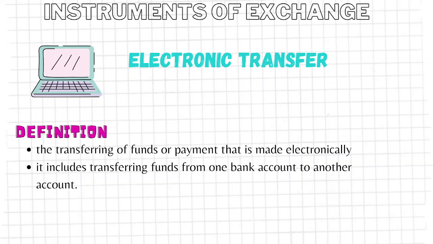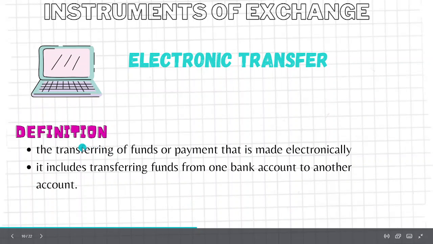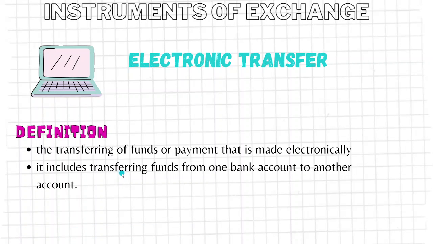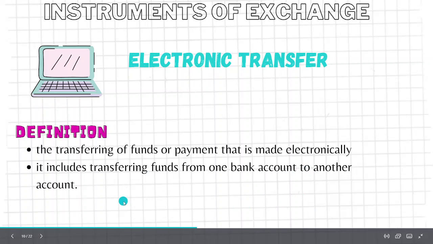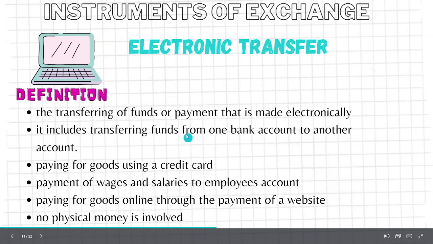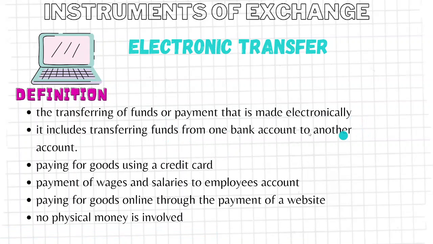So we went on to electronic transfers, and we understood that it is basically transferring money or funds or payment, and this is done electronically. It includes transferring funds from one bank account to another. So with things like Cash App, I could decide one day, as a birthday gift, I want to send my cousin some money, and I would just have to get her banking information, her bank account number, etc., and send her the money from my bank account to her bank account.